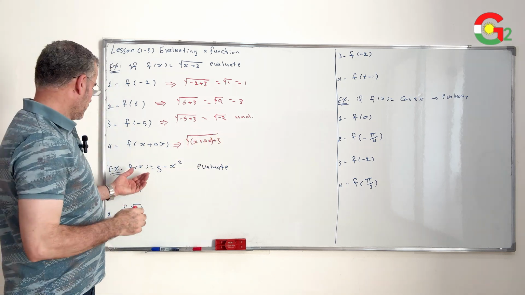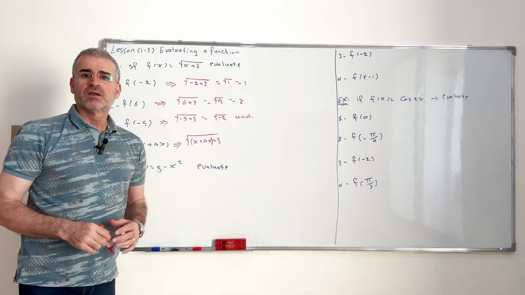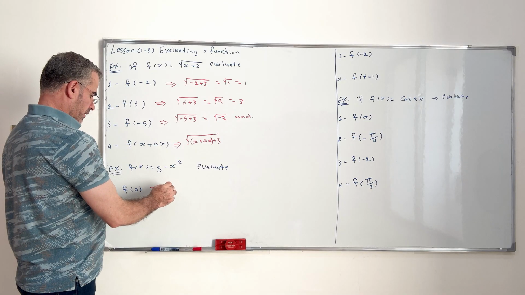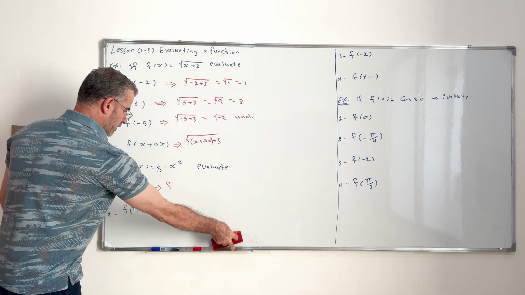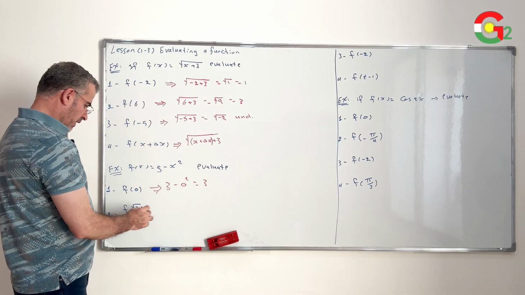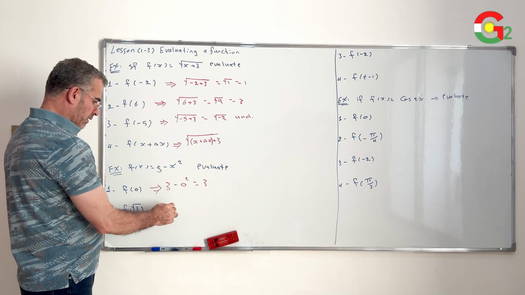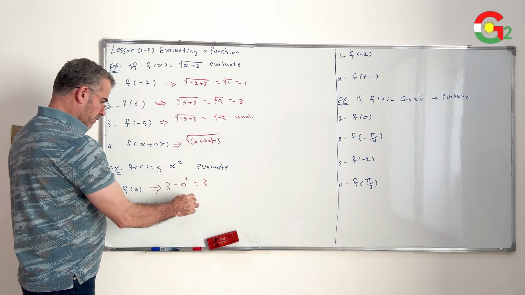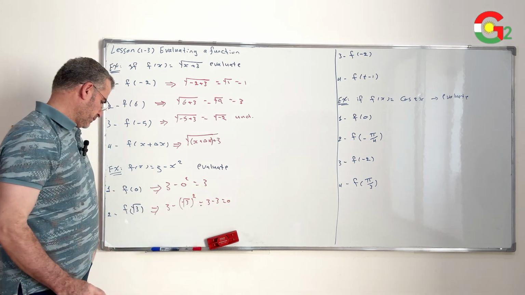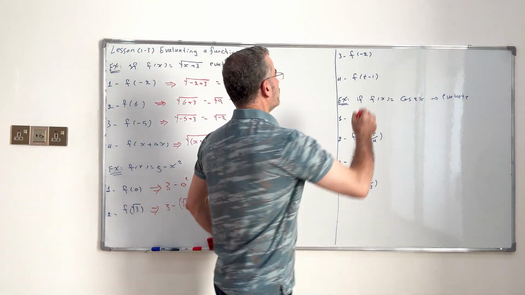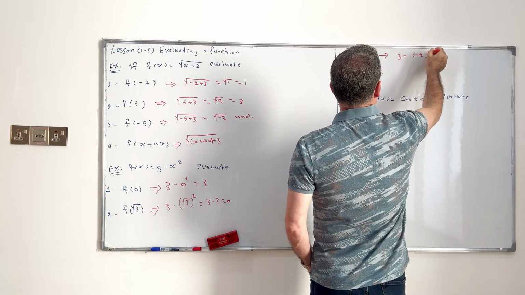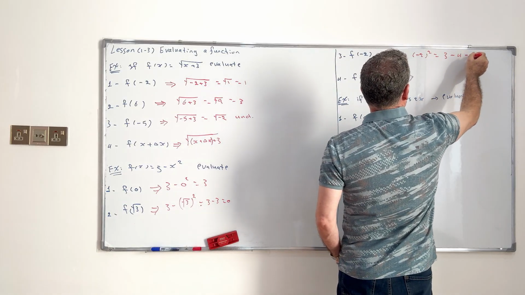Example number 2. If f of x equals 3 minus x squared, evaluate f of 0. Then it will be f of 0, 3 minus 0 squared, equal to 3. F of square root 3 will be 3 minus square root 3 squared, equal to 3 minus 3, equal 0. F of negative 2, it will be 3 minus negative 2 squared, equal to 3 minus 4, equal to negative 1.